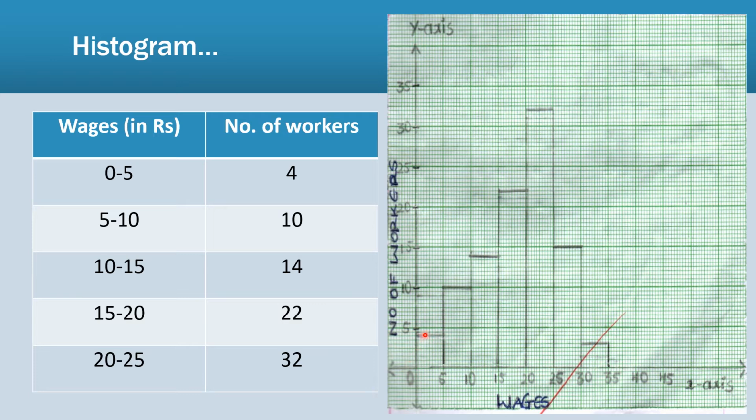Now, the lengths of the rectangles that are drawn will indicate the frequency. So you can see here 0 to 5, the frequency is 4. So throughout the class 0 to 5, we have to mark the frequency 4. Then we go on to 5 to 10. The frequency is 10. So here you are. 5 to 10, the entire class interval has a frequency of 10. And so on and so forth. Well, you have to understand here that the length of the rectangle indicates the value of the frequency.